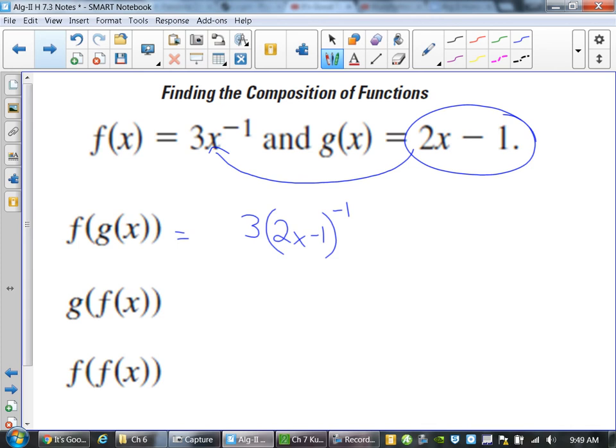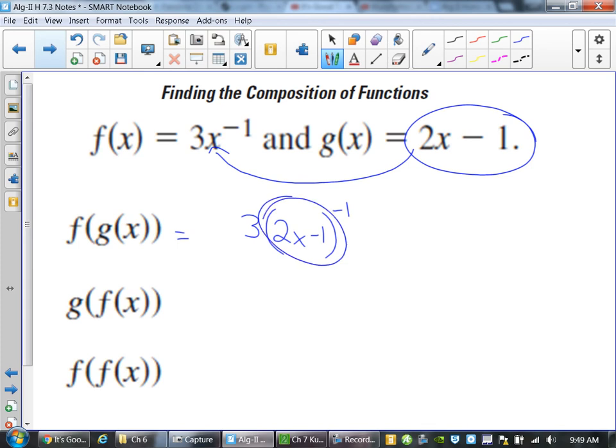And can I simplify that? What do you get? Is it 1 over 6 negative 5? What is being raised to the negative 1 power? The 2x minus 1. So is it 3 over the whole thing? It's not the whole thing. It's 3 over 2x minus 1, all the way around, minus 1.